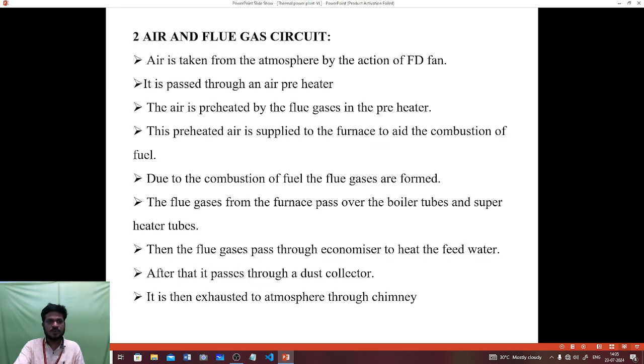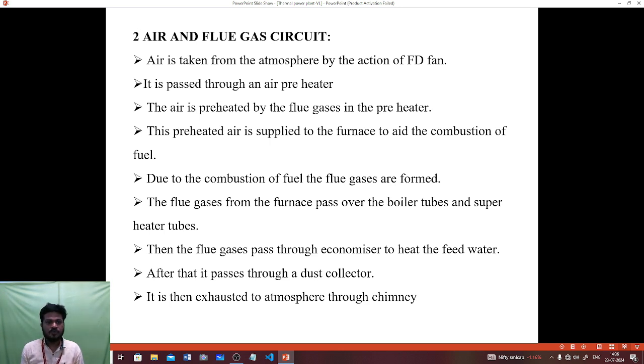Next circuit is the air and flue gas circuit. Air is taken from the atmosphere by the action of the FD fan. It is passed through an air preheater. The air is preheated by the flue gas in the preheater. This preheated air is supplied to the furnace to aid the combustion of the fuel. Due to the combustion of the fuel, the flue gas is formed by means of a chemical reaction.